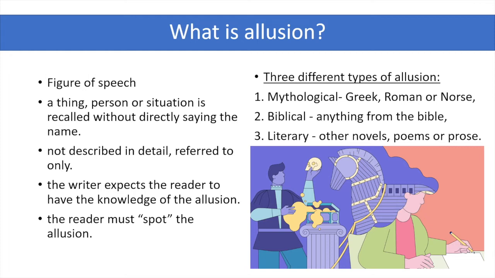Or number 2, biblical. Anything from the Bible. This is used quite often in literature, and the writers expect us to understand this reference. And then 3, literary. So referring to other novels, other poems, and other prose in a specific literary work, our writer expects us to know this. Let's check out examples on the next slide.